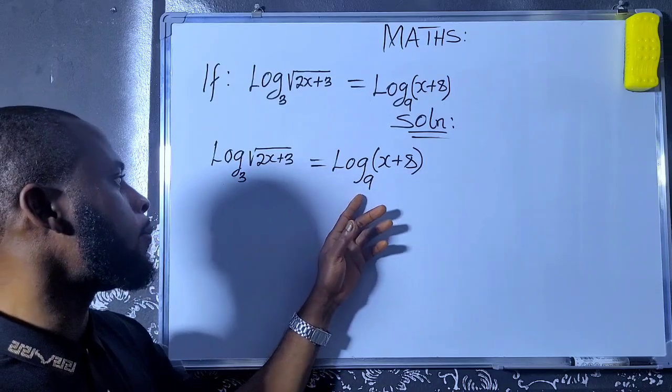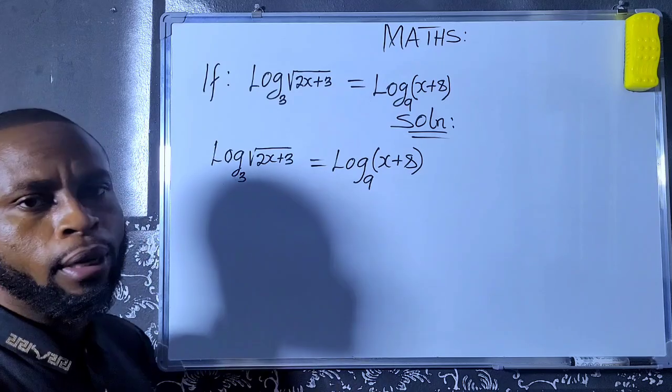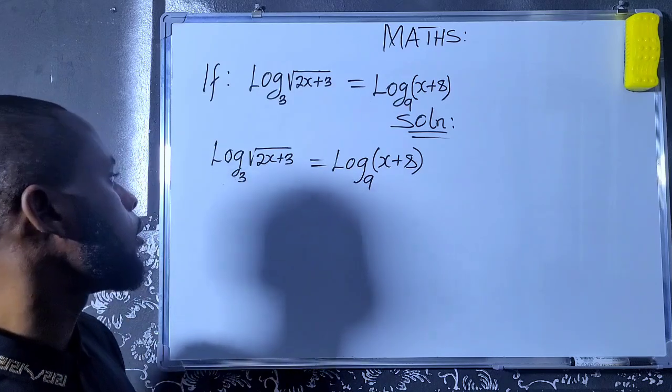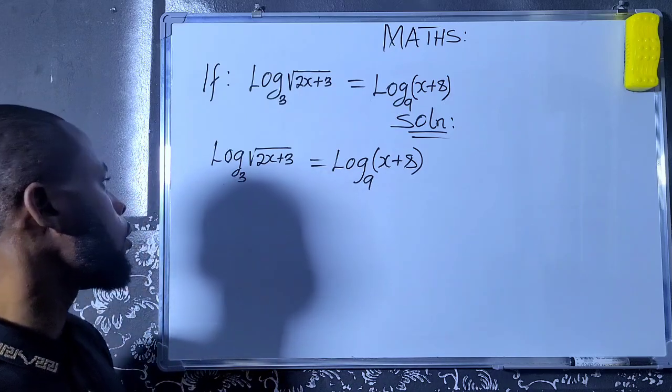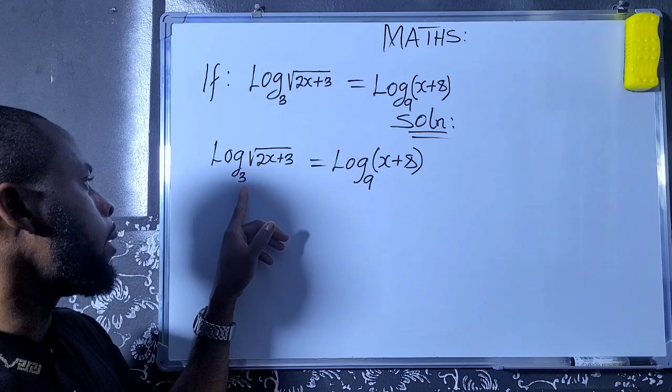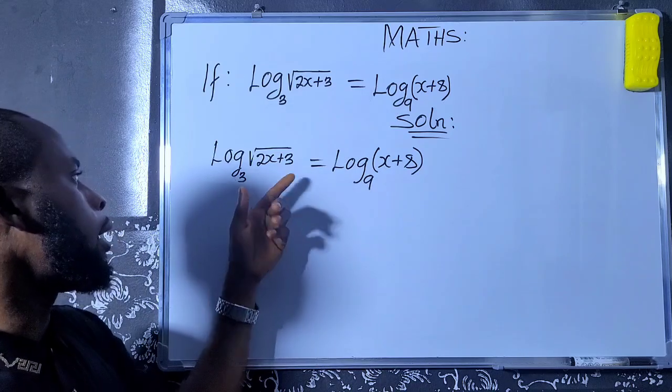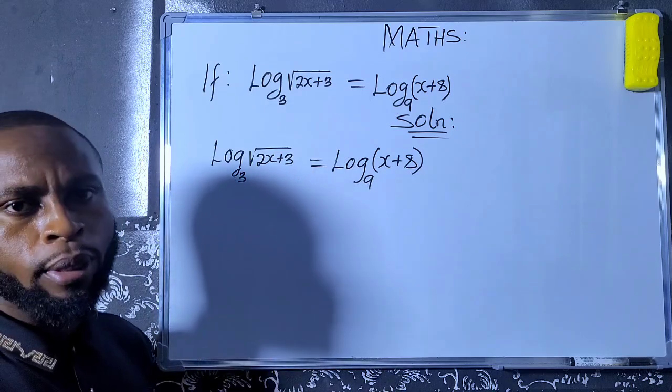Here we have a common base of 9, and here we have base 3. Then we are going to express both sides in base 9. To do that, we need to square the base of this, which is 3, and as well square the arguments.